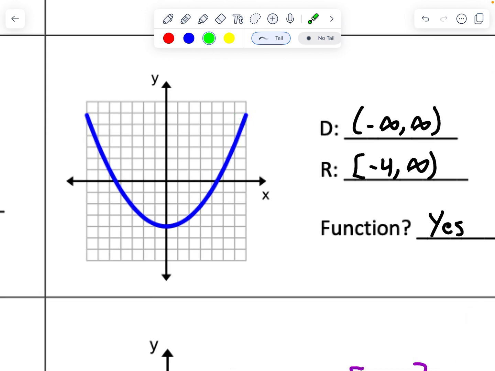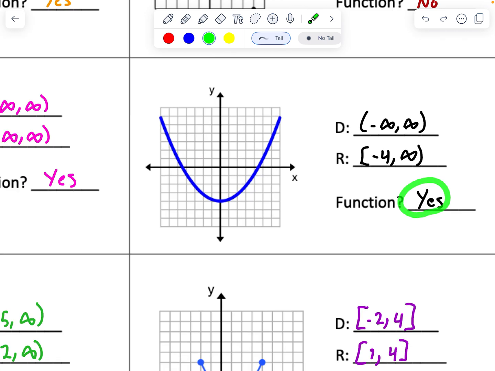If it doesn't clearly show points at the end, like an endpoint, then I think it is safe to assume that it goes on forever. So that means this graph goes left forever and right forever as this U shape continues to expand in both directions. Our range does have a lowest y value of -4, but then the graph goes up forever. So you start at -4 and you go to infinity. And this again is a function because it passes the vertical line test.